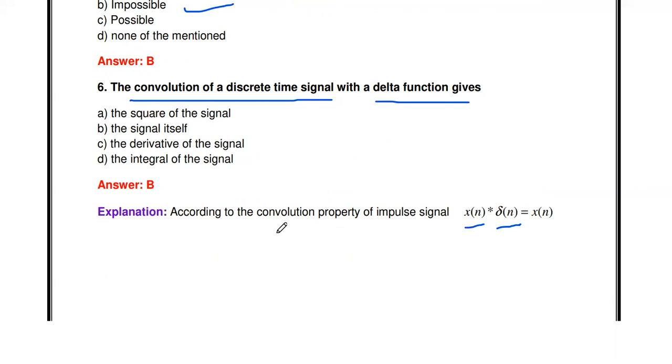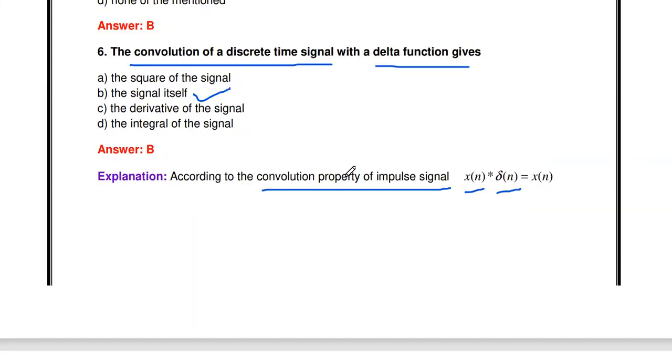According to the convolution property of impulse, any discrete signal x of n convolution with del of n gives the same x of n as the answer. So convolution of any discrete signal with the delta function gives the signal itself, the same signal x of n. Okay, so this is a very important question.